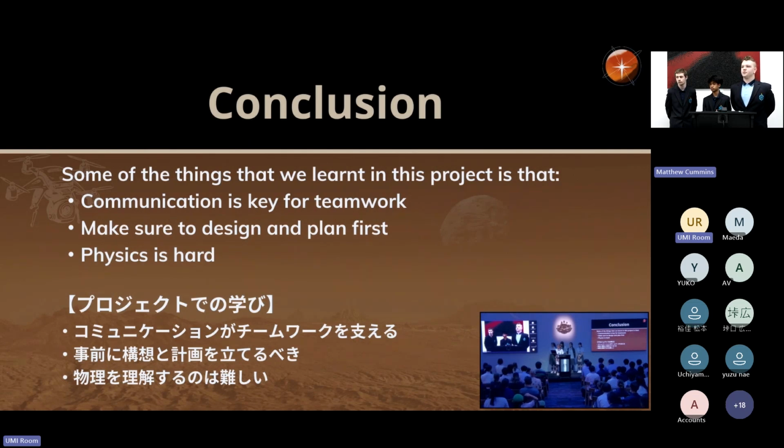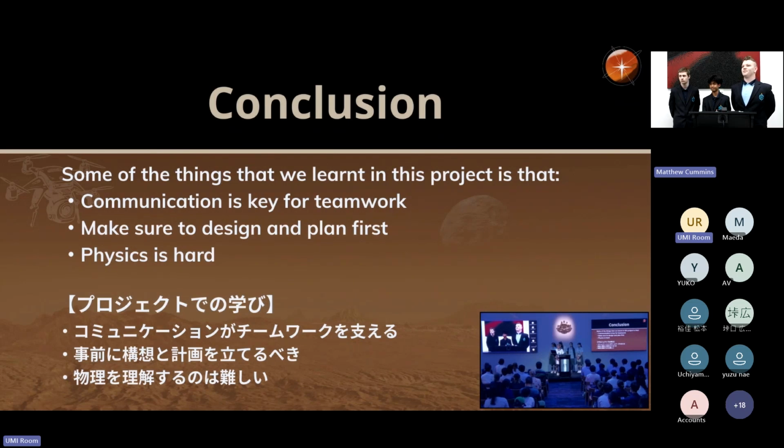Now, our second issue was to make sure to design and plan first, because we decided to go straight into it. We decided to try and make the physical 1 to 50 scale model, and that just didn't work because we had no schematics, no plan, and it really just couldn't work without writing out a plan. And finally, physics is hard.